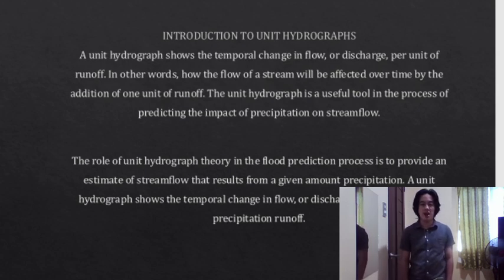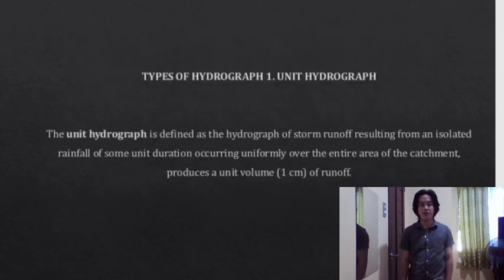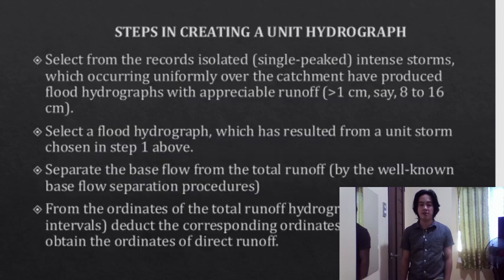The unit hydrograph shows the temporal change in the flow discharge per unit precipitation of runoff. So, types of hydrograph. The unit hydrograph is defined as the hydrograph of storm runoff resulting from an isolated rainfall of some unit duration, uniformly over the catchment area. The unit volume is 1 cm runoff.